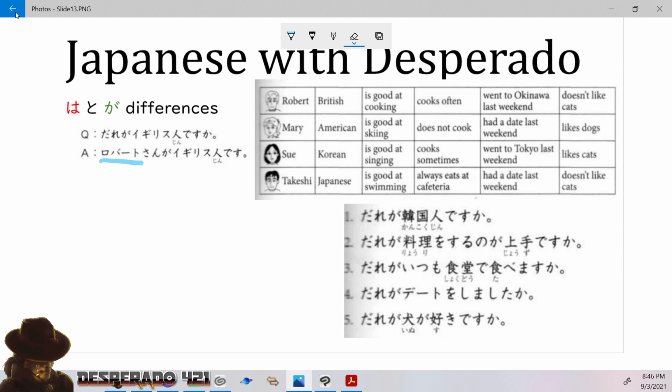Let's try and say that with a little bit more fluency. Roboto-san ga ryori, oh no, it's, you had what, is it? Right. Okay, it's ryori. Oh, okay, that's what I thought, I was saying it wrong. Roboto-san ga ryori o suru no ga jouzu desu. Very good. Fantastic. All right, now let's do the next one here. Dare ga itsumo shokudo de tabemasu ka?